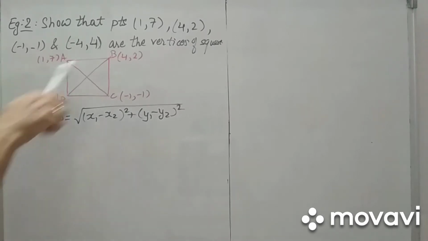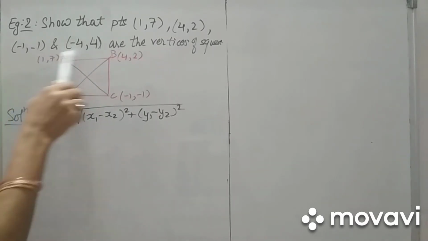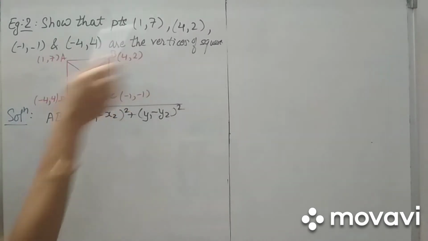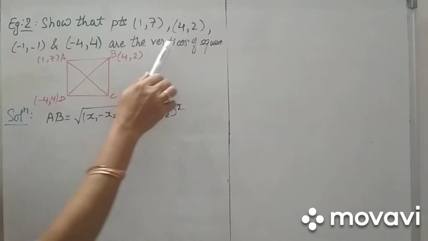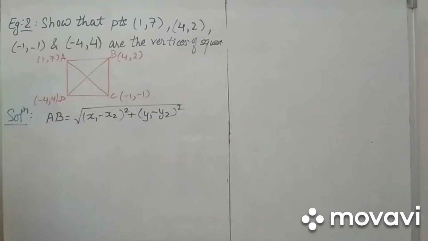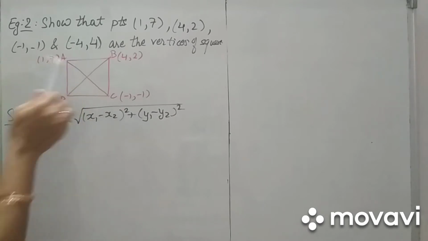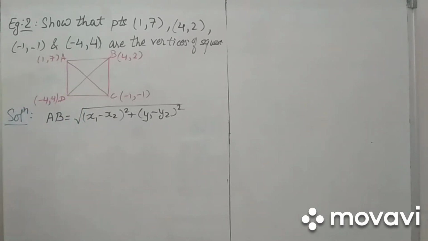Now what is given here in example number 2? These are the coordinates of a figure, and you have to find out whether these coordinates are of a square or not. Vertex means the points. So I draw the figure. To explain, vertices means the points where two lines are joined.